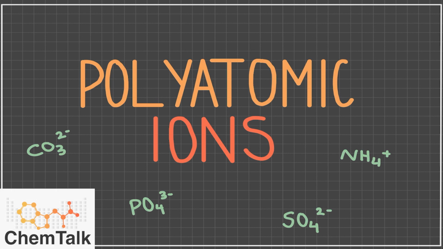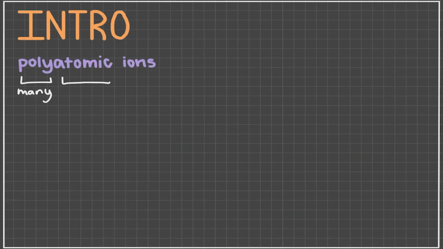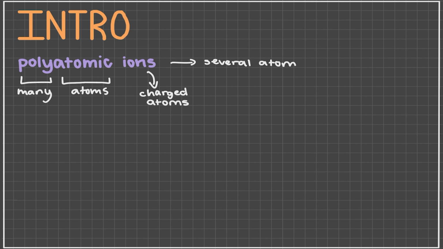In today's video, we'll be discussing polyatomic ions and their importance to cellular energy transfer. So let's dive right in. First of all, what are polyatomic ions? Well, the prefix poly in polyatomic means many, and atomic is atoms. Ions are charged atoms. So, polyatomic ions are several atoms bonded together with a charge.